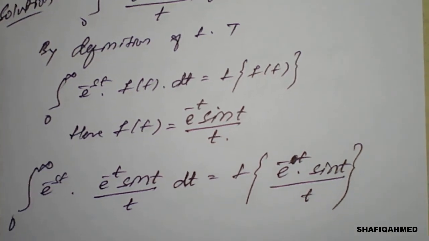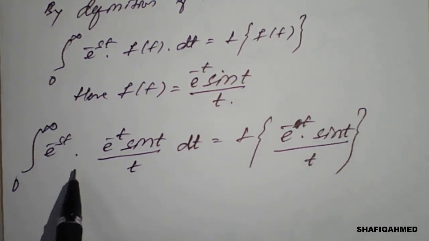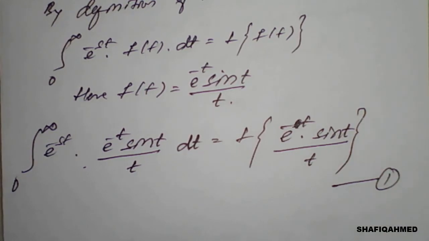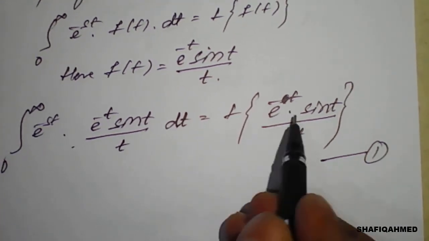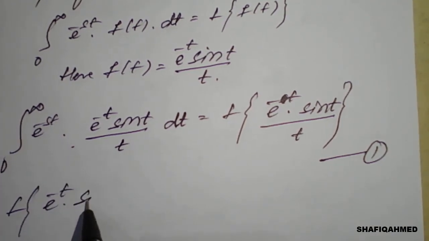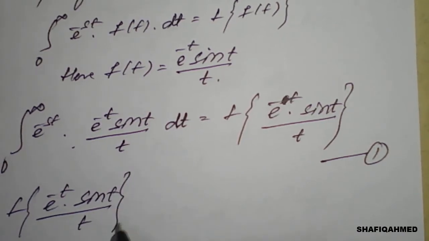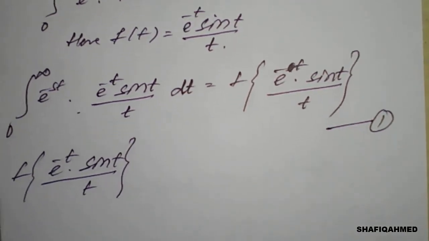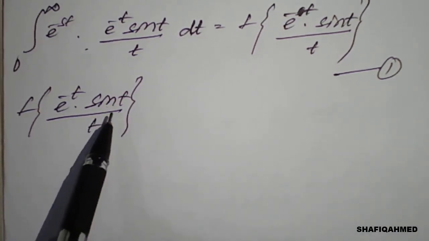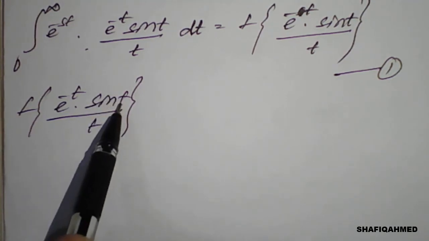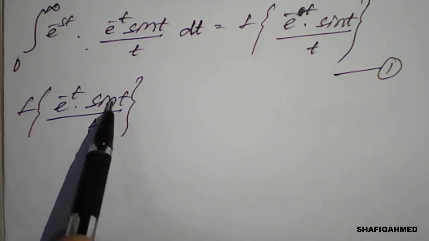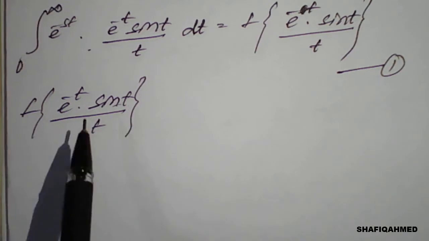Now we'll take the right hand side, we'll simplify, and later we'll substitute here. So I will give this equation number 1. Now we'll take the right hand side, that is the Laplace transform of e raised to minus t sin t divided by t, and we'll simplify. Here the function is sin t, e raised to minus t is the first property, divided by t is the third property. So it has the first and third property.